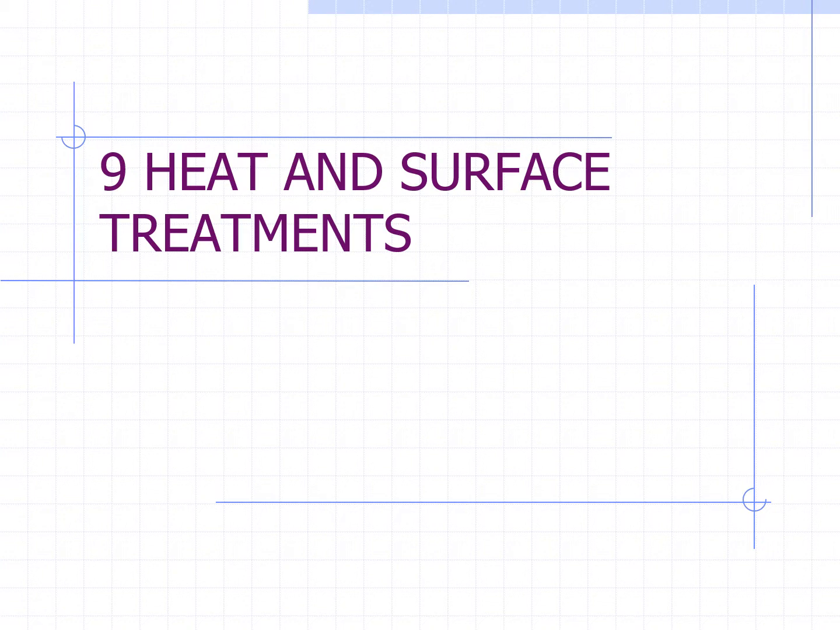Post-forming processes include heat treatments such as drying and firing, as well as surface treatments such as film printing and coating, and surface finishing or machining. Let's start with drying.